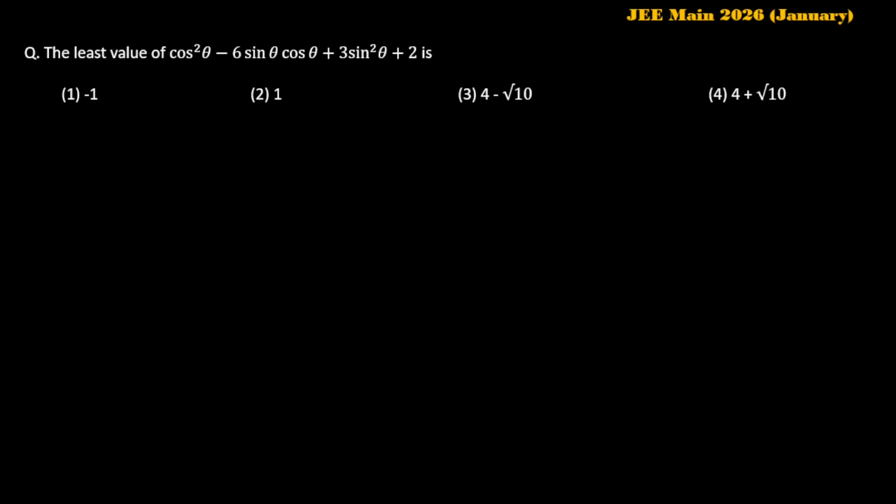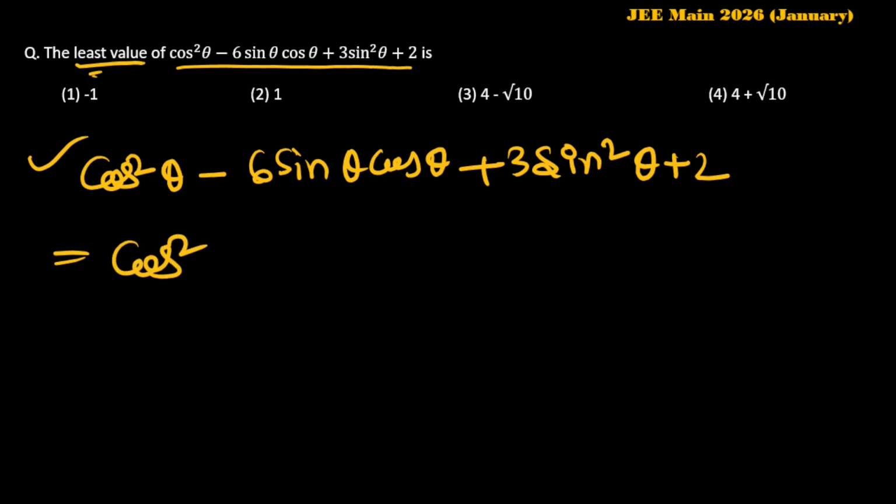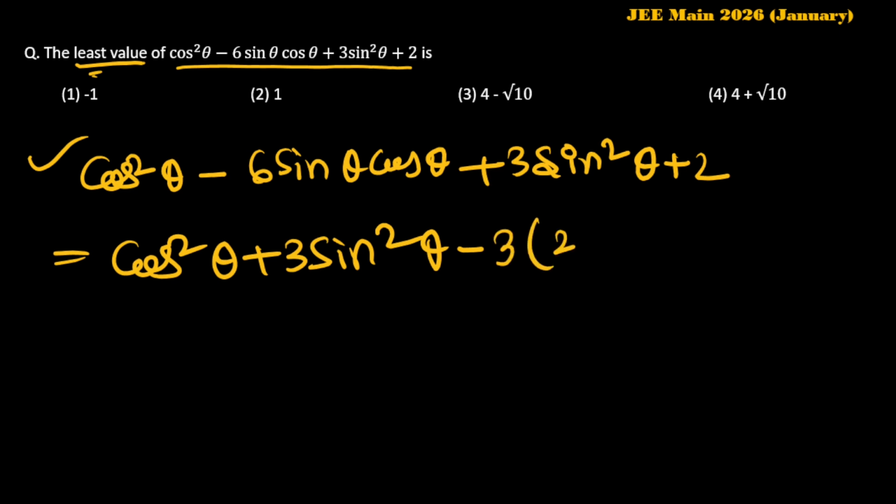In this question, we are asked to find the least value of this function. The function given is cos square theta minus 6 sin theta cos theta plus 3 sin square theta plus 2. Least value means we want to find the minimum value of this function. So first we write it clearly: cos square theta plus 3 sin square theta minus 3 times 2 sin theta cos theta plus 2.